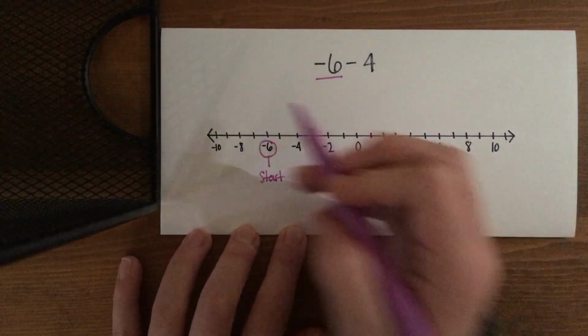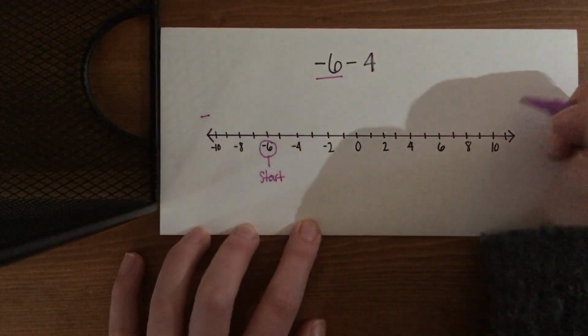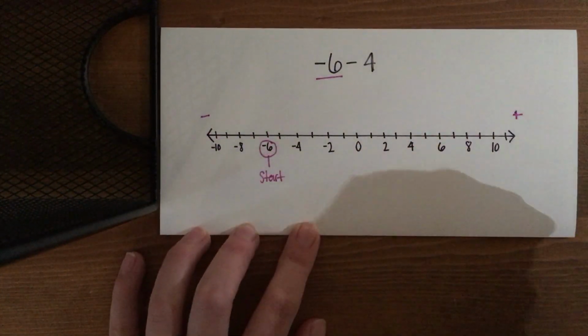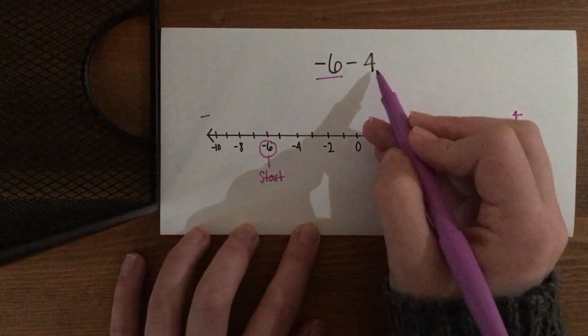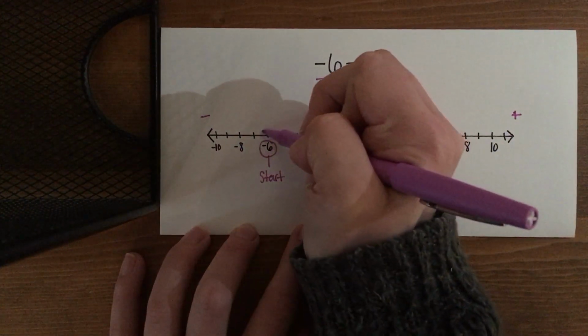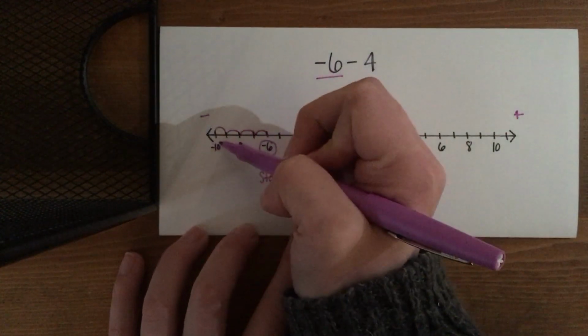If we didn't label our two sides, we might take a moment to remember that this is our more negative side. This is our more positive side. So subtraction is going to move to the left. And we're counting 4 places. 1, 2, 3, 4. So -10 here.